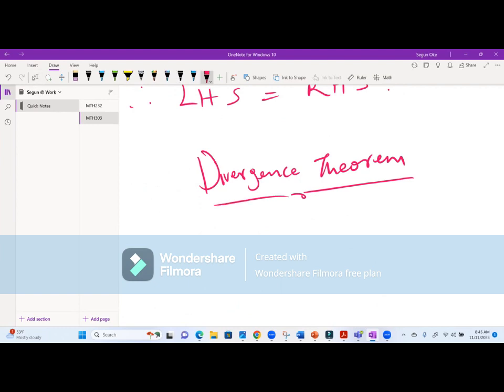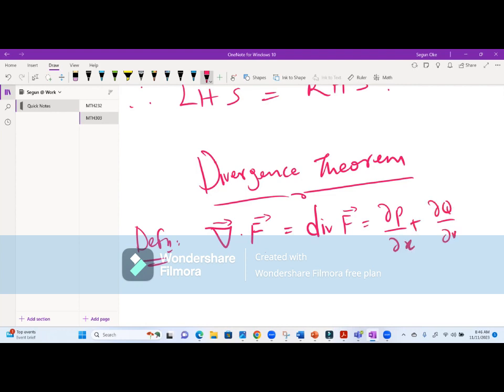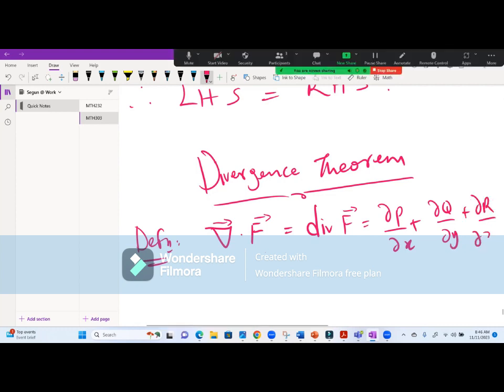So let's look at the definition. At the definition, we have, I believe you still remember this symbol, multiplied by vector F, is div F equals ∂P/∂x plus ∂Q/∂y plus ∂R/∂z.